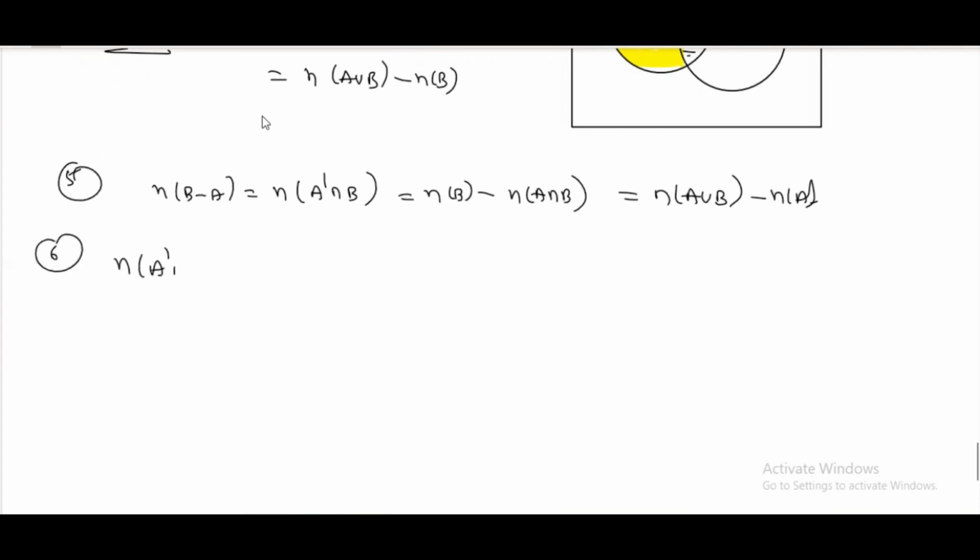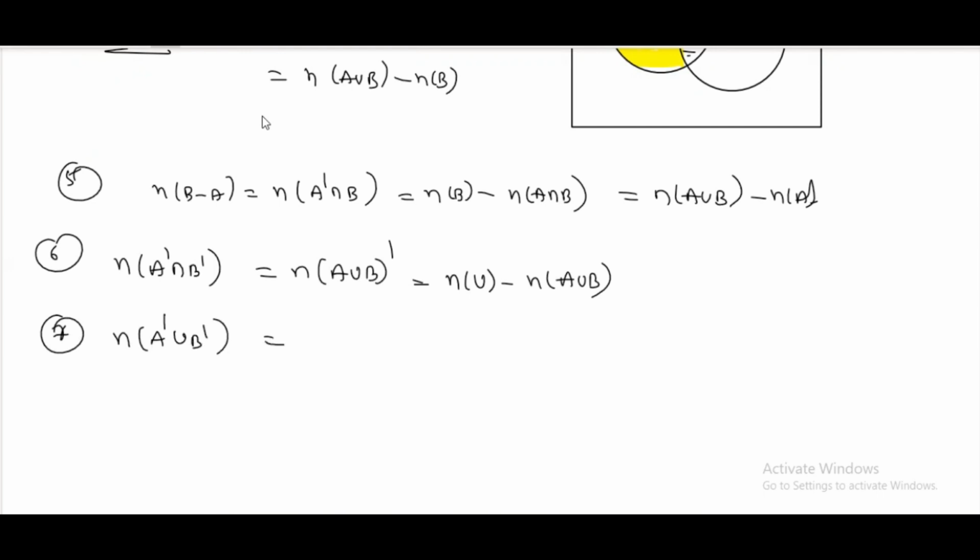n(A' ∩ B') can be written as n((A ∪ B)'). That is nothing but n(U) − n(A ∪ B), as per the first formula. So next, formula number 7: n(A' ∪ B'). We can write this as n((A ∩ B)'), which can be written as n(U) − n(A ∩ B).